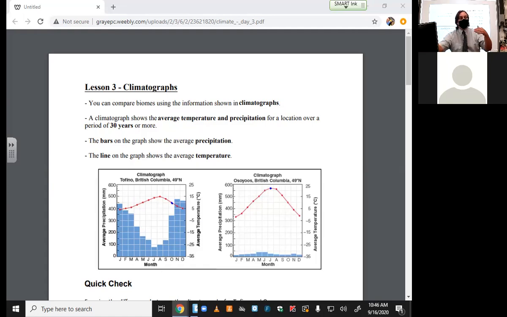Because at each level, you lose energy. All right. What do decomposers do? Yeah, recycle nutrients.